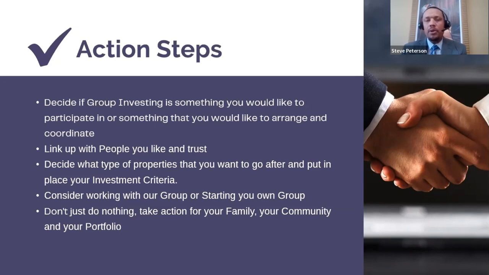Decide what type of properties you want to go after and put in place your investment criteria. We talked about this at the beginning. Very important. Then consider working with a group or starting your own. We've got a group if you want to consider working with us. If you want to start your own group, get a really good attorney. Some of these attorneys are $500 an hour, $1,000 an hour. You could probably find a good syndications attorney, a good attorney to put together an offering for you, between $250 and $500 an hour. There are people that charge more than that, but you could probably find somebody between $250 and $500 an hour.